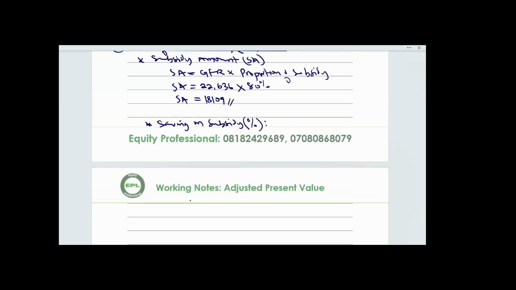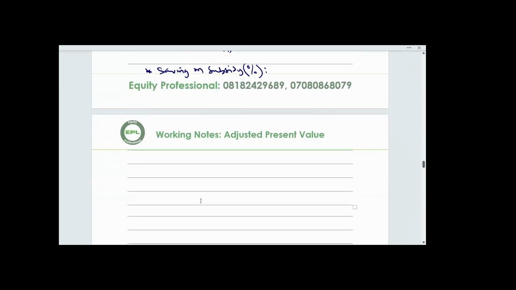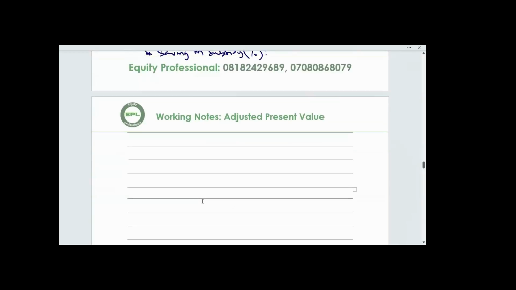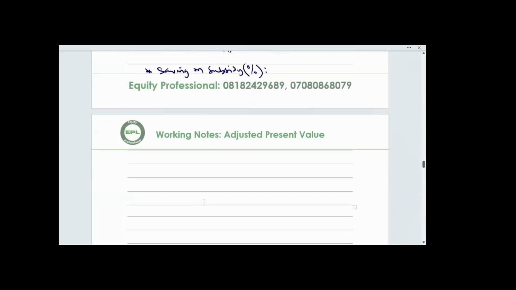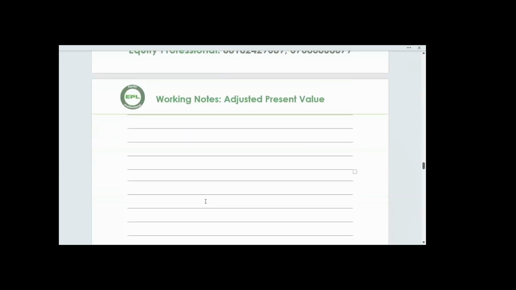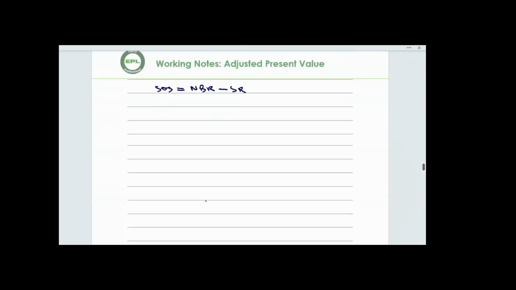The interest rate you pay on the loan borrowed in the market will always be higher than the interest rate you will pay on the subsidized loan. Therefore, the difference between the two will give you the savings on subsidy. So savings on subsidy is equal to normal borrowing rate minus the interest rate on the subsidized loan, that is the subsidy rate. The normal borrowing rate we calculated is 7.5%. So let's calculate the interest rate on the subsidized loan.